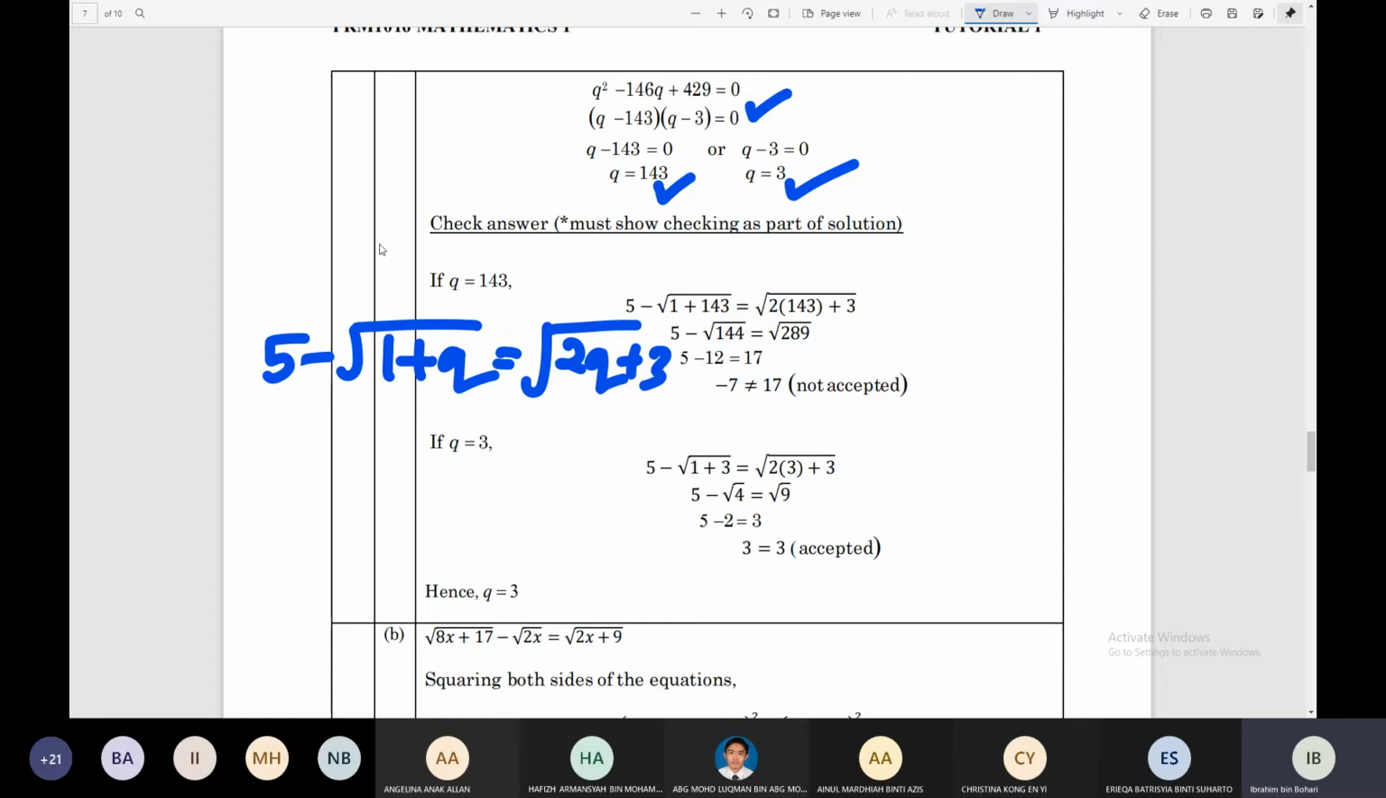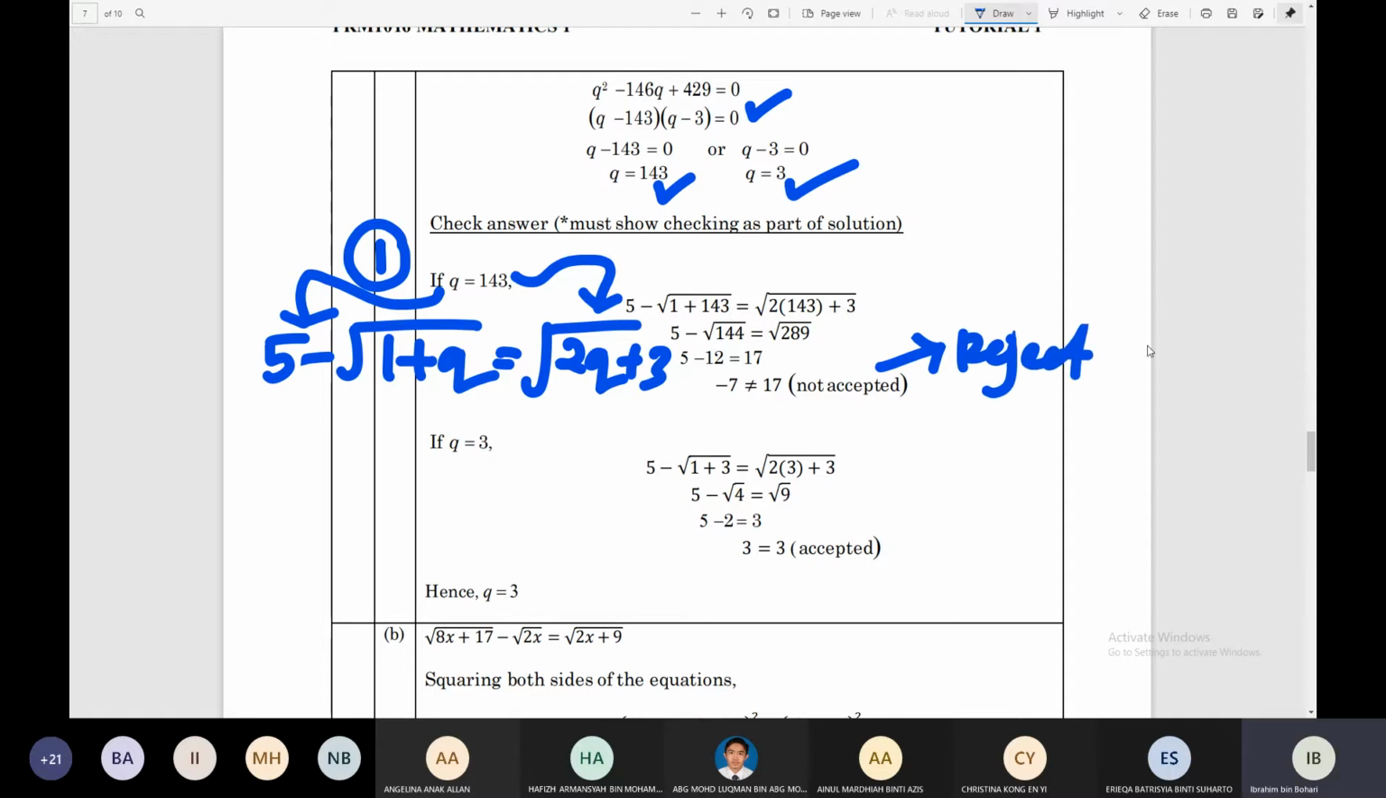Okay, first value, q equals 143. So you substitute this value into the equation. The left hand side is 5 minus 1 plus q, 1 plus 143, and the right hand side is 2q plus 3. So the left hand side equals negative 17, and the right hand side equals 17. So the left hand side does not equal the right hand side. So this value you reject.